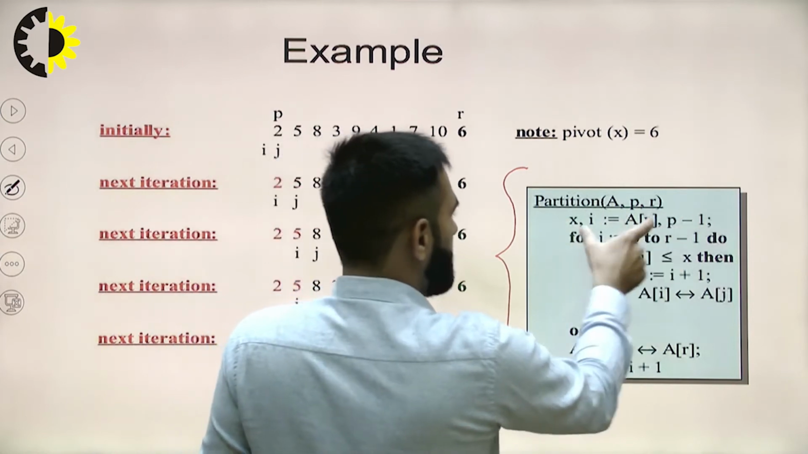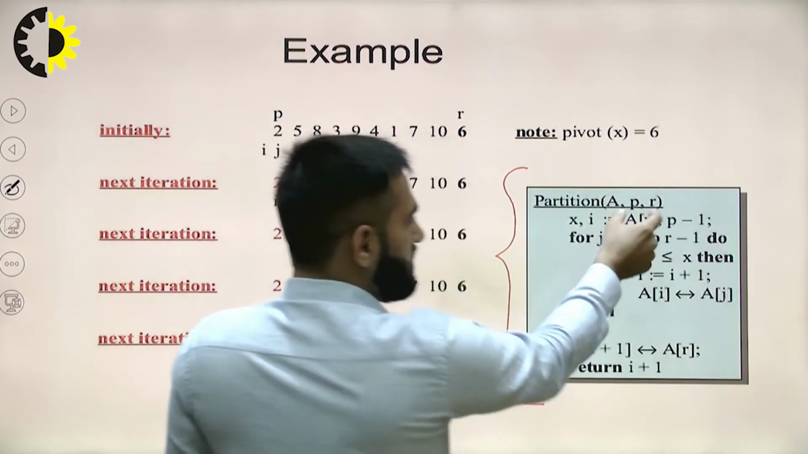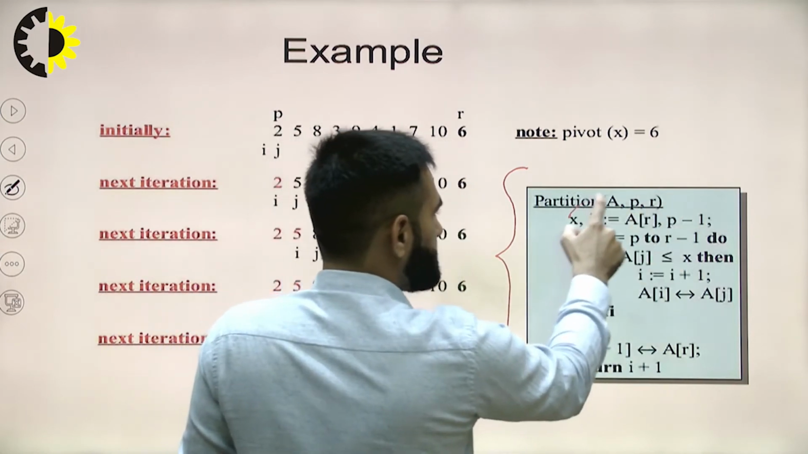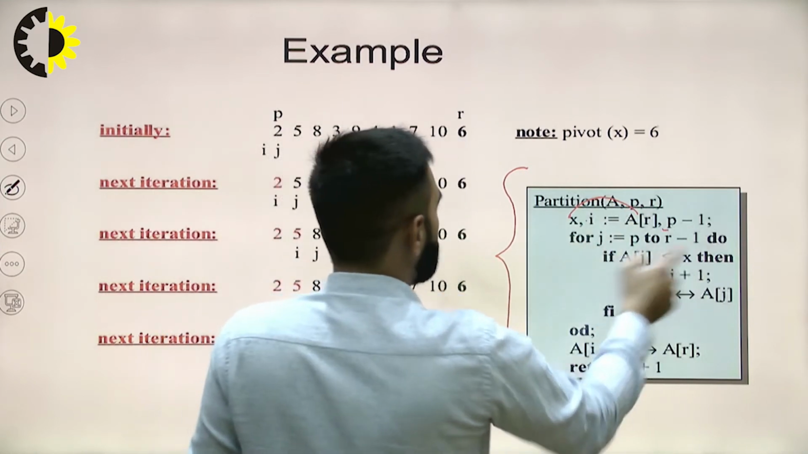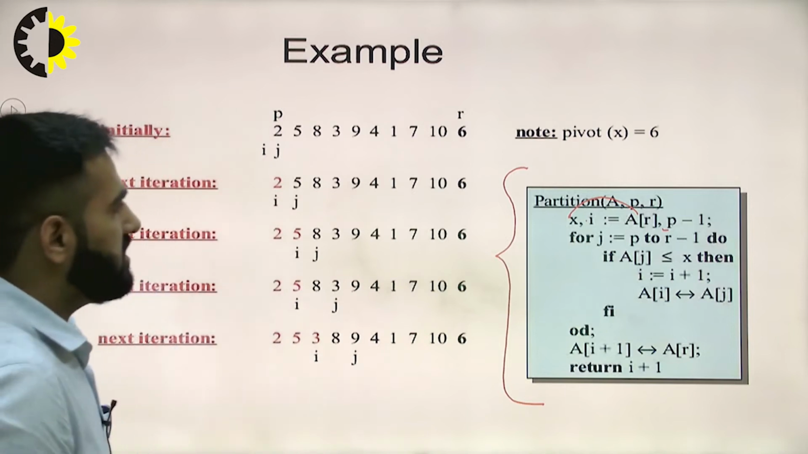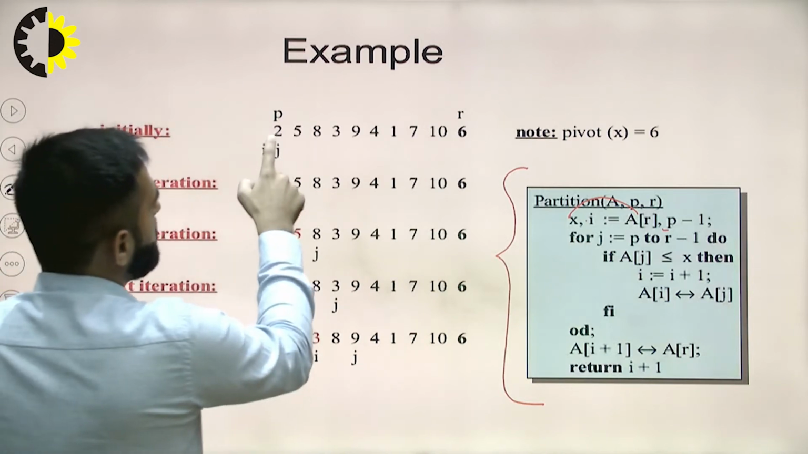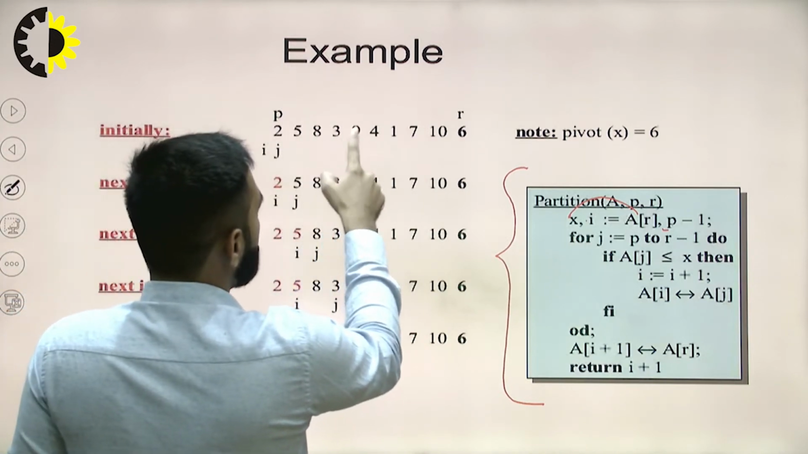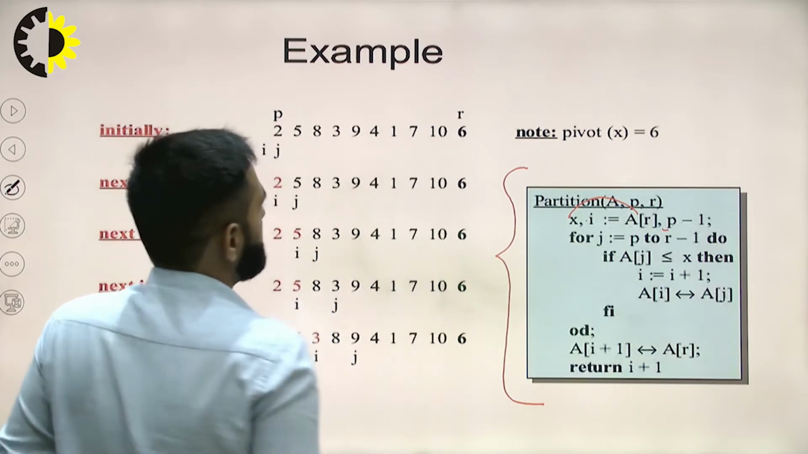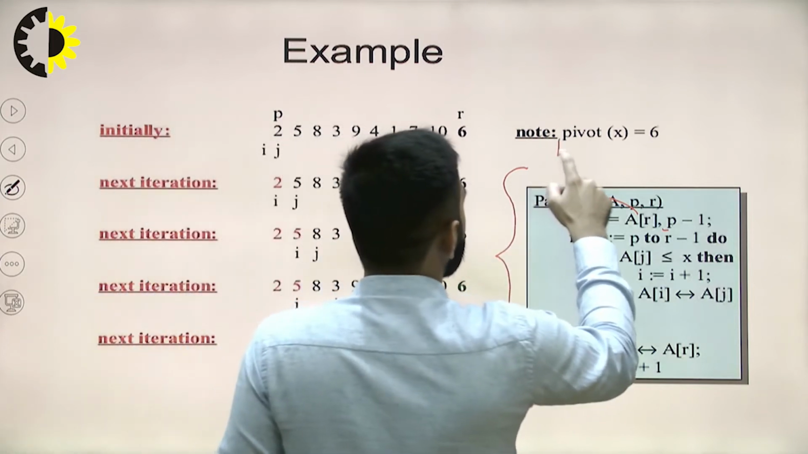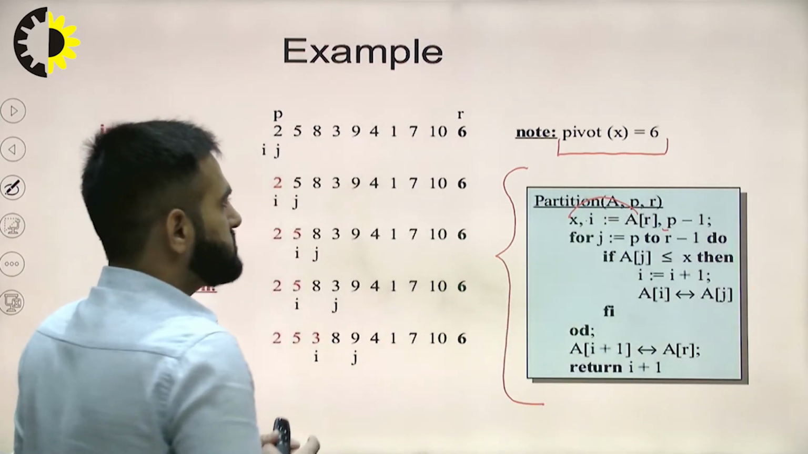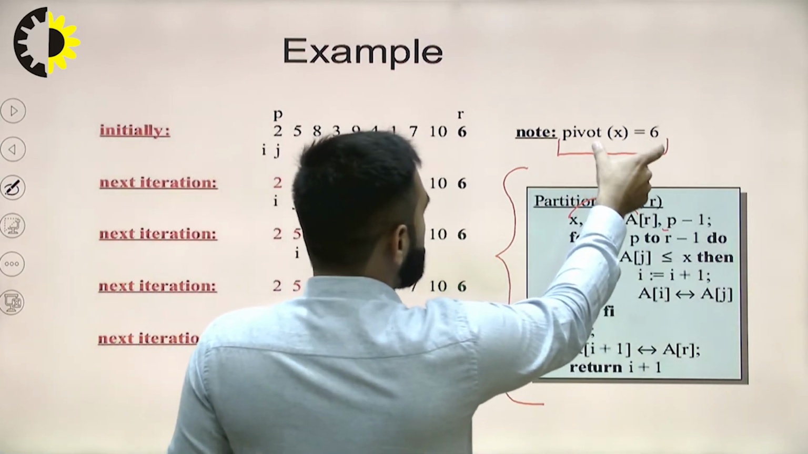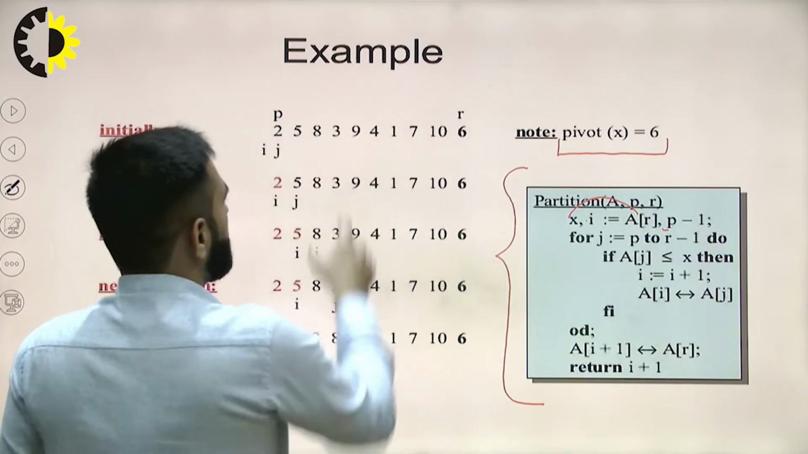Same values, the last value is a pivot, x, and i equals p minus 1. Now j goes from p to r minus 1. We have an input array with values 2, 5, 8, 3, 9, 4, 1, 7, 10, 6. The pivot is the last value, which is r here, 6. After this first partitioning, the pivot will land in its exact position somewhere here or here.